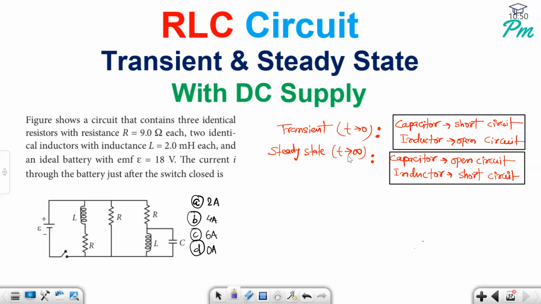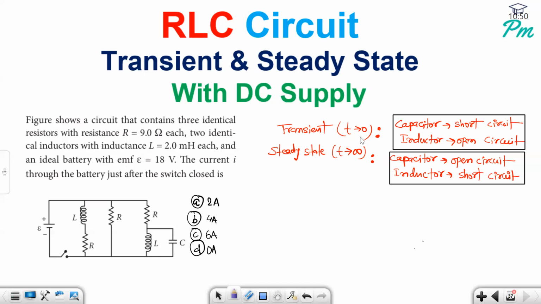So, what are the behavior of inductor and capacitor in transient and steady state? We will first discuss this concept. After we will do this question. This is a question which is asked in NEET and also very important for JEE. So let us discuss first transient condition.